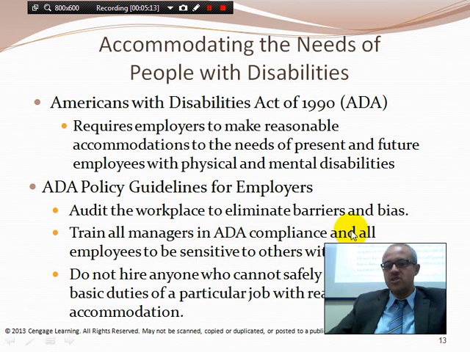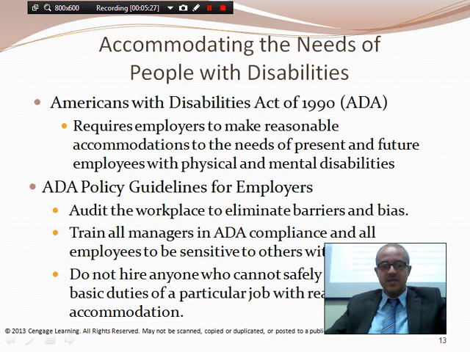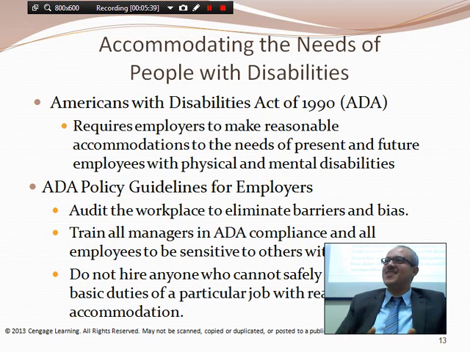Training our managers about ADA compliance, how to be sensitive to people with disabilities. You do not hire anyone who cannot safely perform the basic duties of a particular job with a reasonable accommodation. So if you're going to hire people, you have to have the accommodations that they need in order to work. Otherwise, don't open.